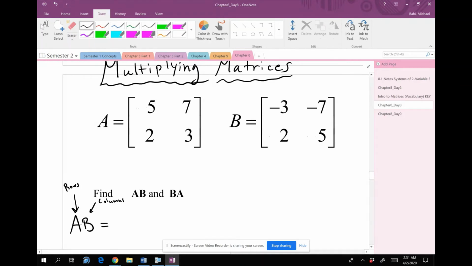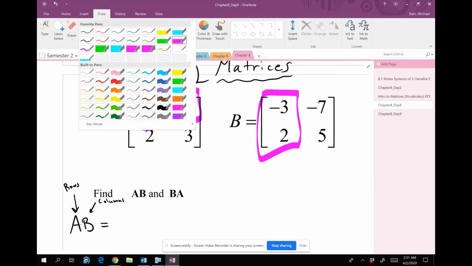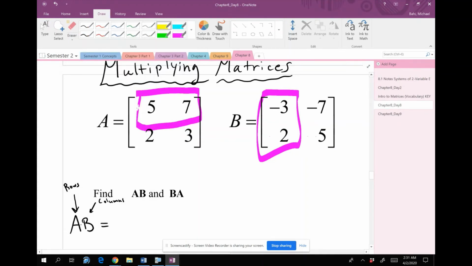Okay, so let's highlight the first row of matrix A and the first column of matrix B. Now we're just going to focus on the part that I just highlighted. Within each part I highlighted, for example, what's the first number of the first row that we highlighted? 5.